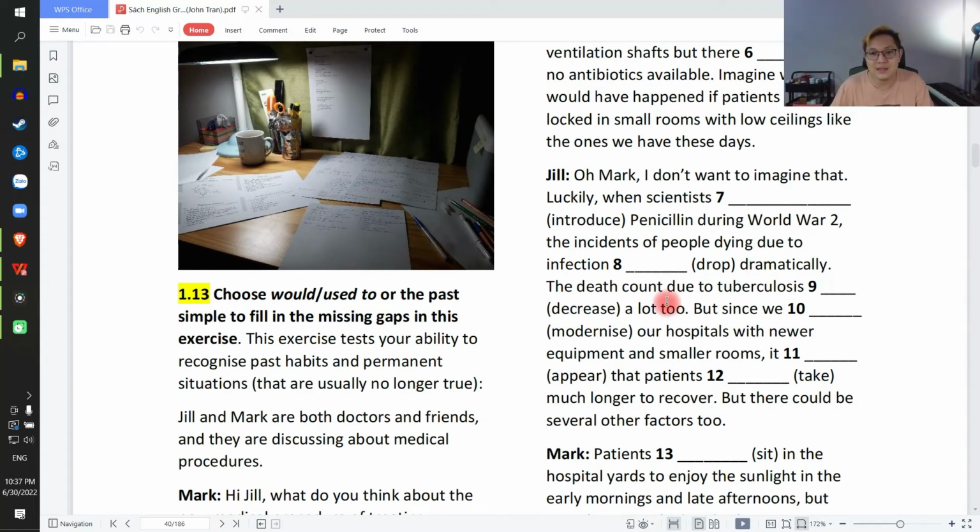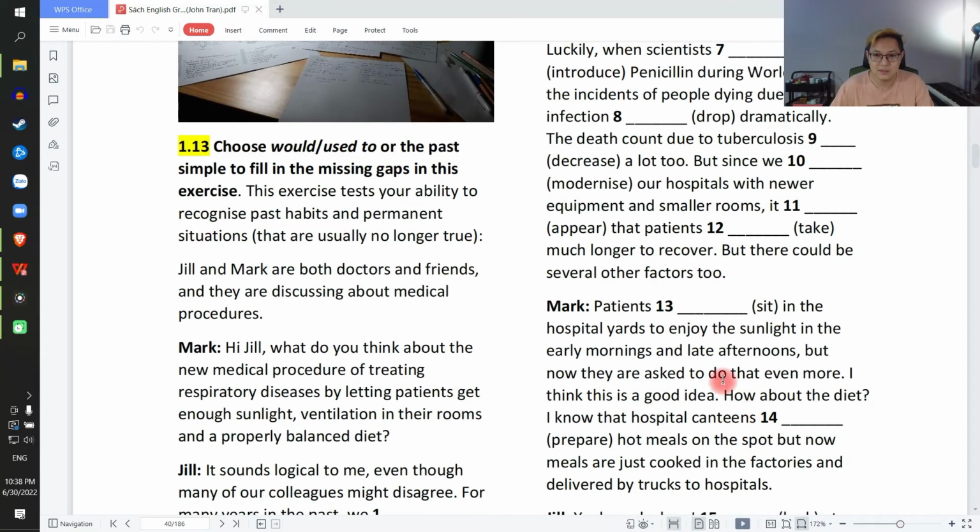Dramatically. The death count due to tuberculosis decreased a lot too. But since we modernized our hospitals with newer equipment and smaller rooms, it appeared that patients took much longer to recover. But there could be several other factors too.